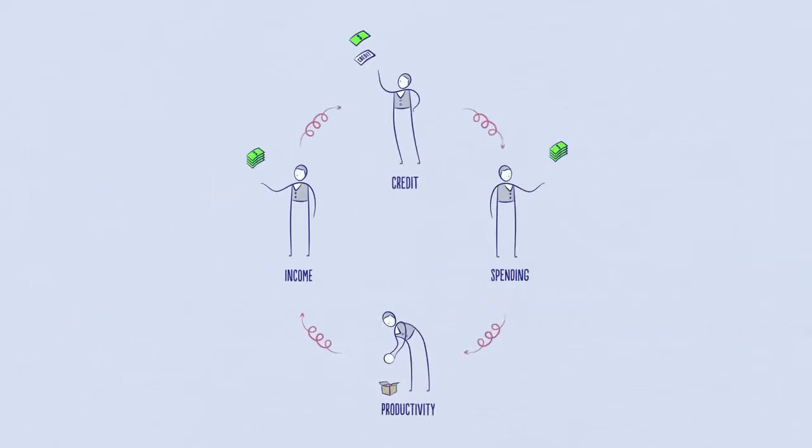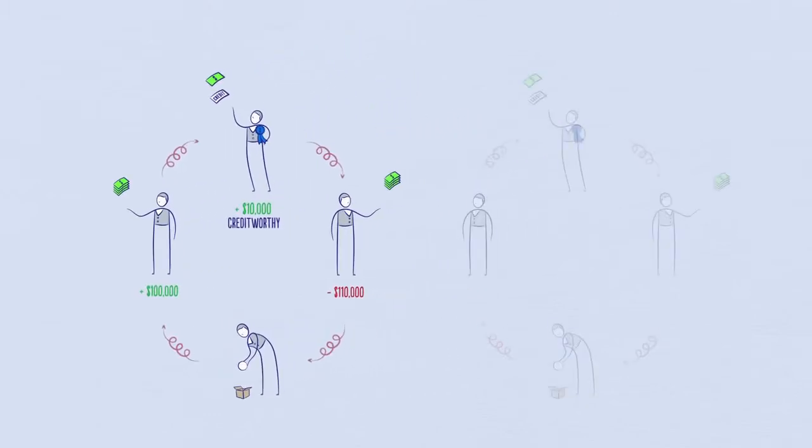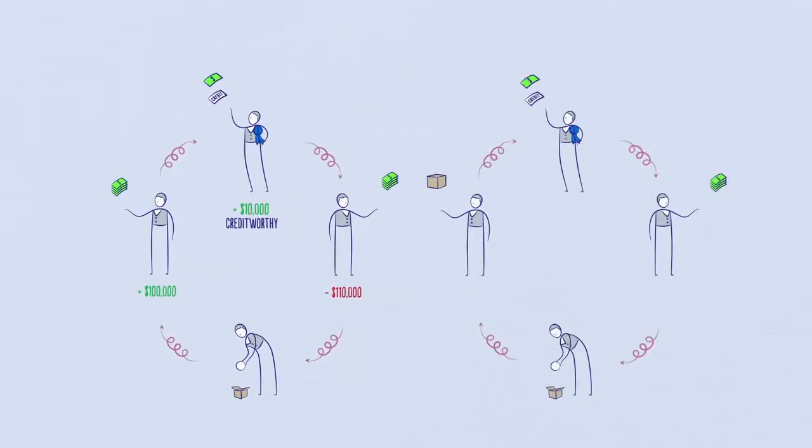Let me give you an example. Suppose you earn $100,000 a year and have no debt. You are creditworthy enough to borrow $10,000, say on a credit card. So you can spend $110,000 even though you only earn $100,000. Since your spending is another person's income, someone is earning $110,000.